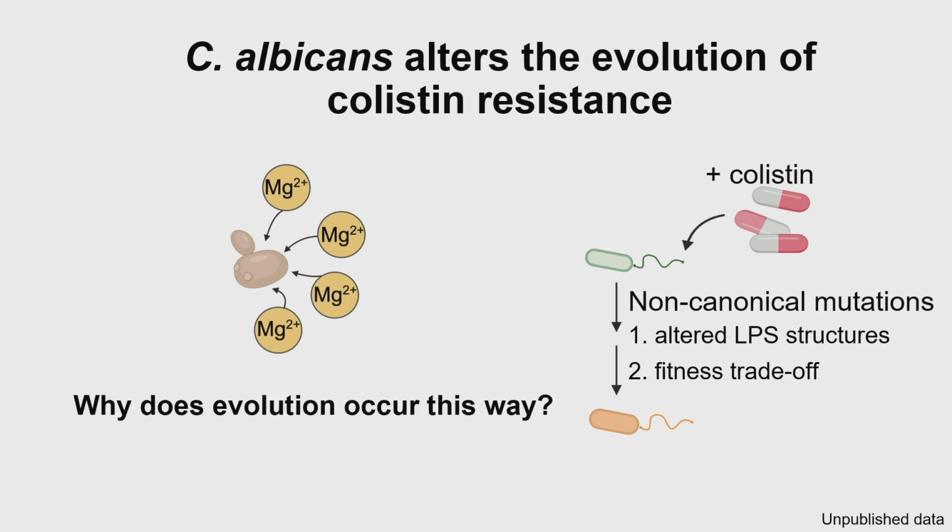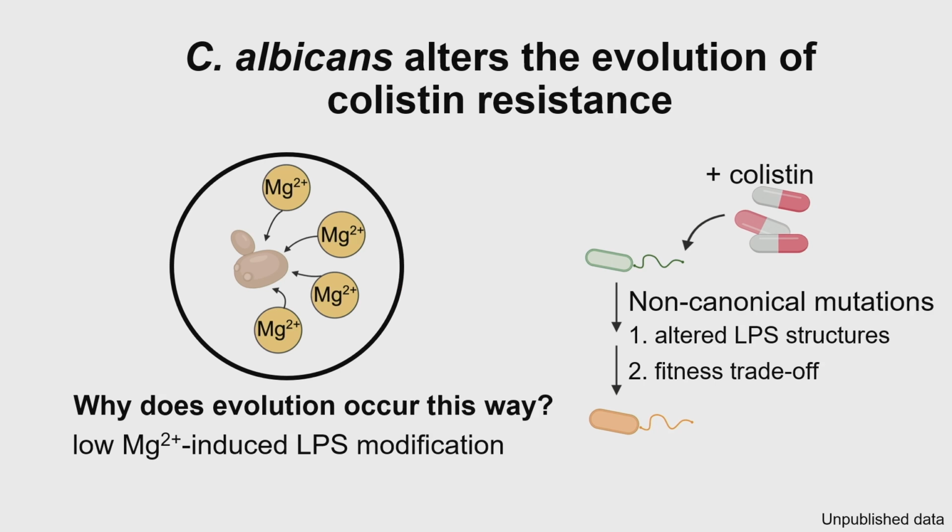Although all these findings are cool, to me, the most exciting question this evolution experiment actually reveals is, why does evolution occur this way? What I mean is, why are these mutations specifically selected in co-culture conditions, but not in the monoculture conditions? So we are currently testing an idea that maybe it is due to the environment, the magnesium depletion created by the fungus. This environment might be able to change the membrane modification on bacteria, therefore deciding what kind of mutation can be selected in this context.